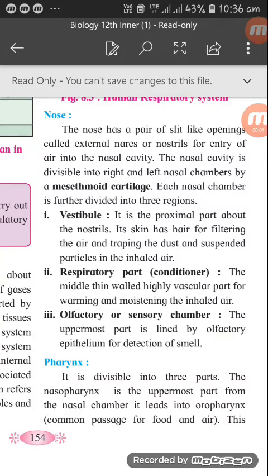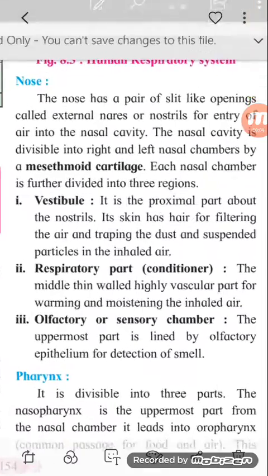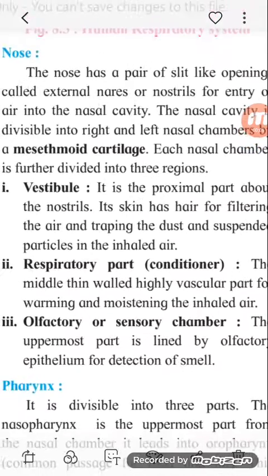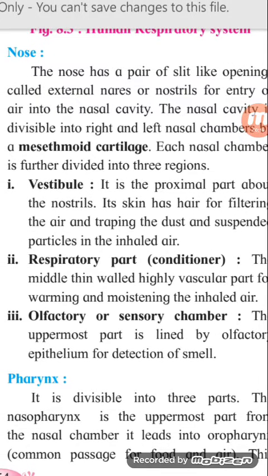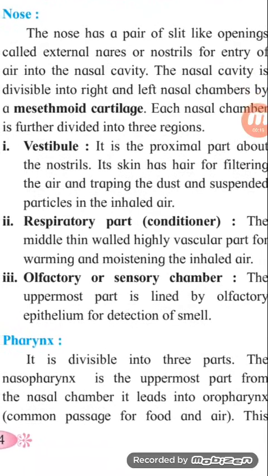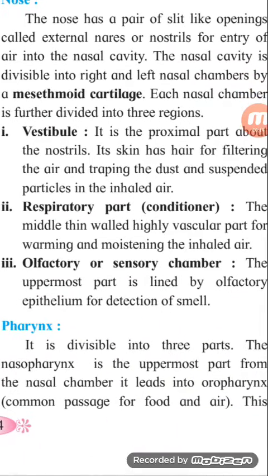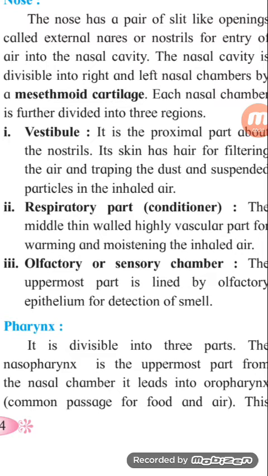Human respiratory system. The first one, nose. The nose has a pair of slit-like openings called external nares or nostrils for entry of air into the nasal cavity.